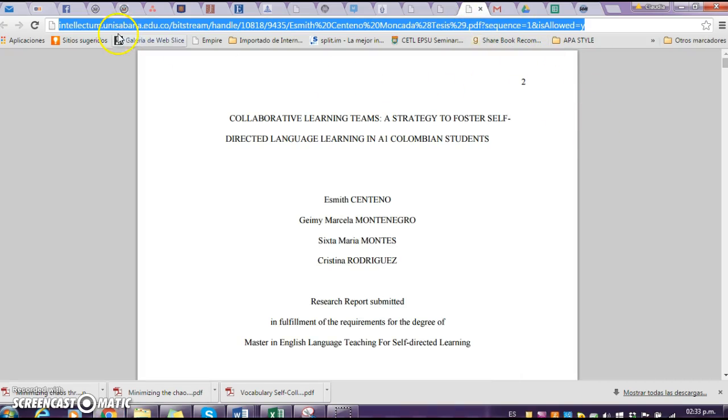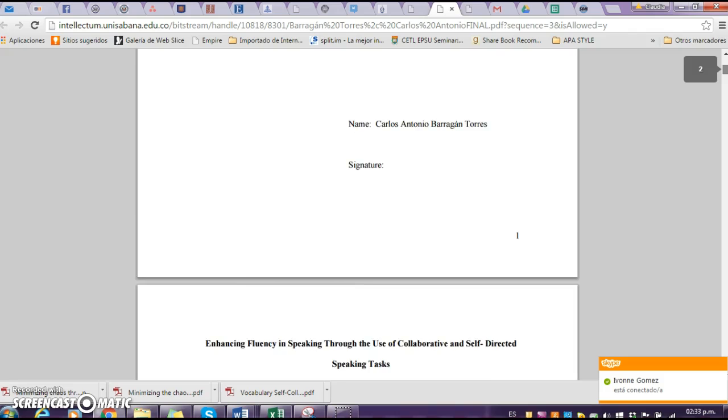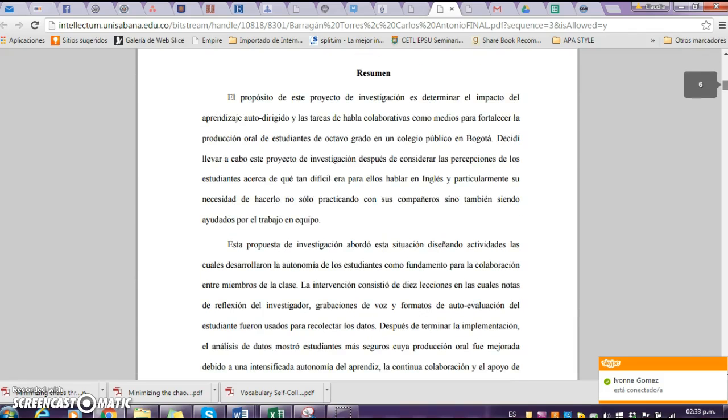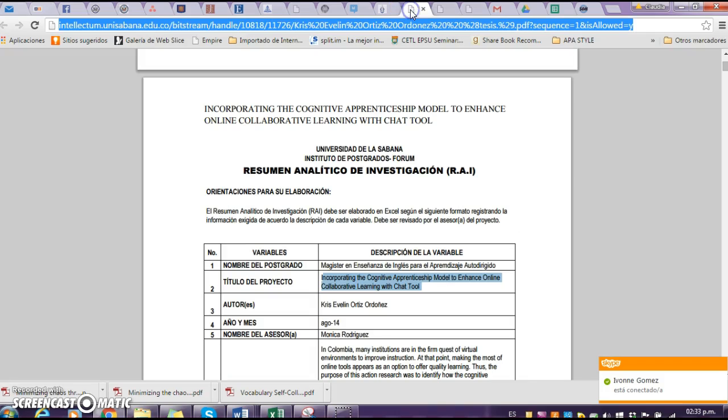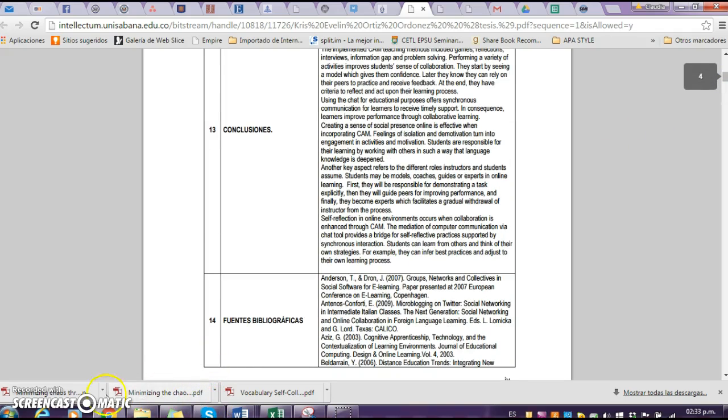I suggested you go to Intellectum many times so you can see how a good paper, or at least a paper that has been approved, is organized. So make sure that you check these so you can improve your paper. Okay, this is it for now.